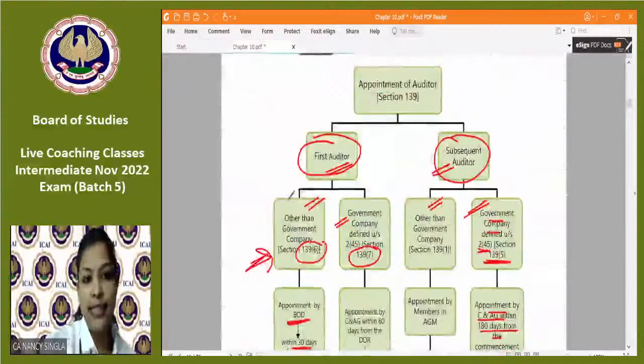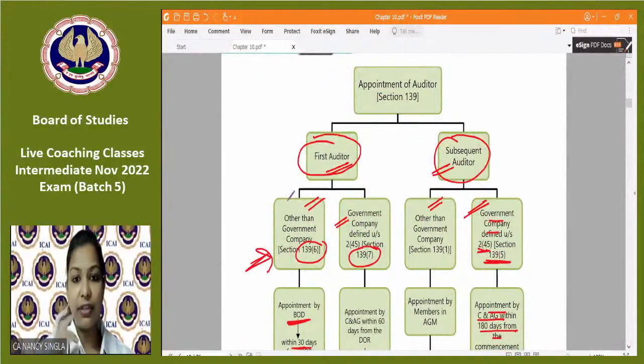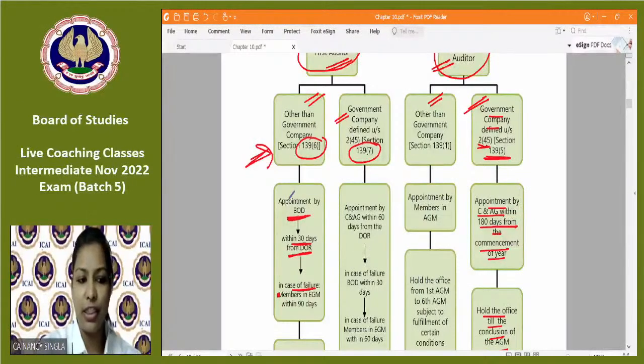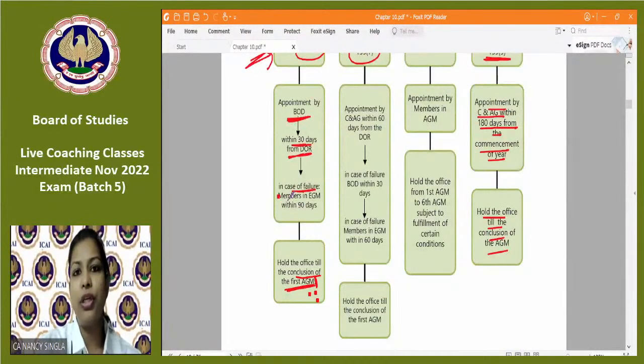ठीक है, so in section 139 what we have discussed about the appointment of first auditor, subsequent auditor, by bifurcating in both the things into two parts: government company, other than government company. First auditor other than government company, section 139 subsection 6, appointed by board of director within 30 days of the registration. In case of failure, the board of director will inform the members who shall appoint it within next 90 days in the AGM. The first auditor so appointed shall hold office till the conclusion of first AGM.